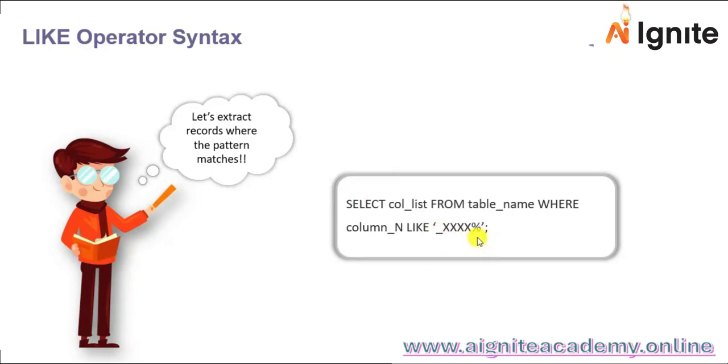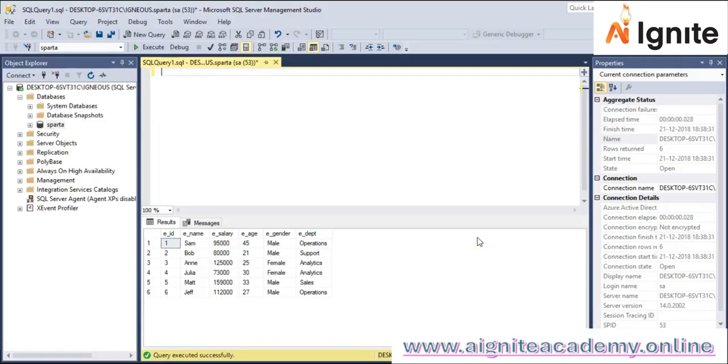Now let's do some operations with the LIKE operator. Let's say I want to extract all of those records where the employee's name starts with the letter J. So the command would be select star from employee, where I will give in the condition, which would be e-name, following which I will give in the LIKE operator, and inside single quotes, since the name should start with J, I will type J, after which I will use the percentage wildcard. So all of those names which start with J would be extracted with this command.